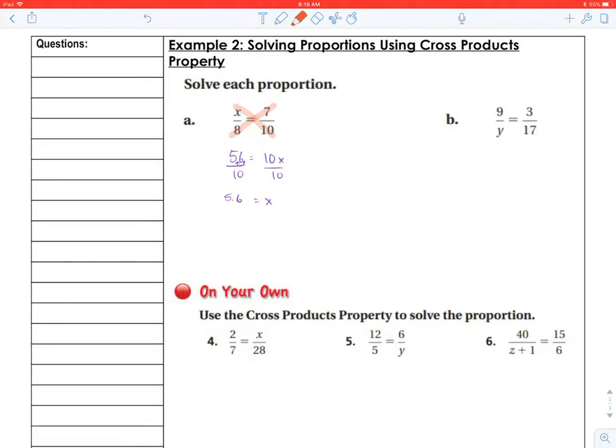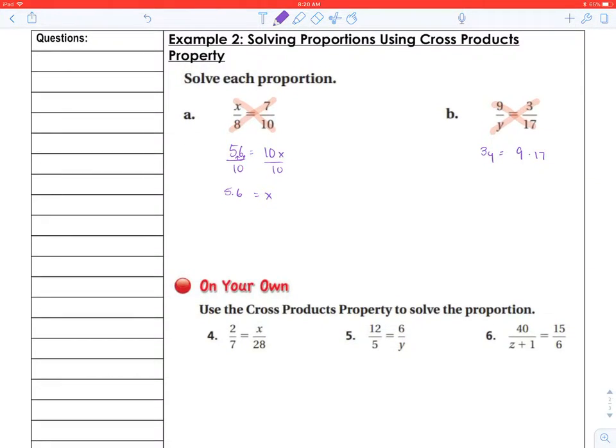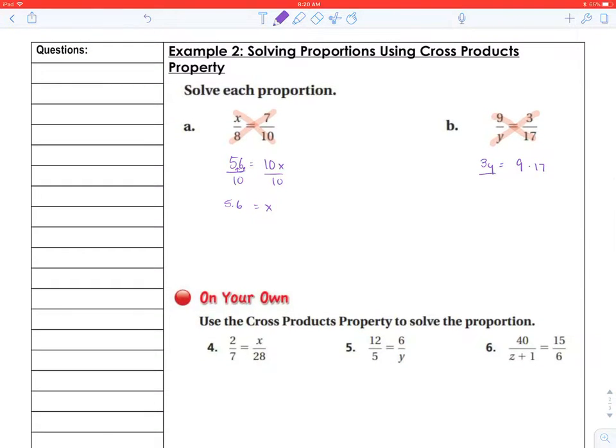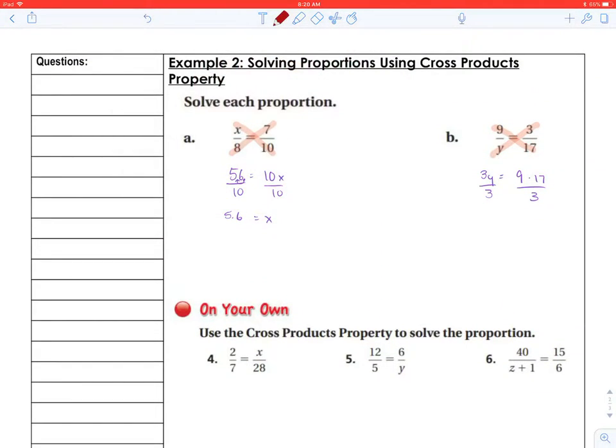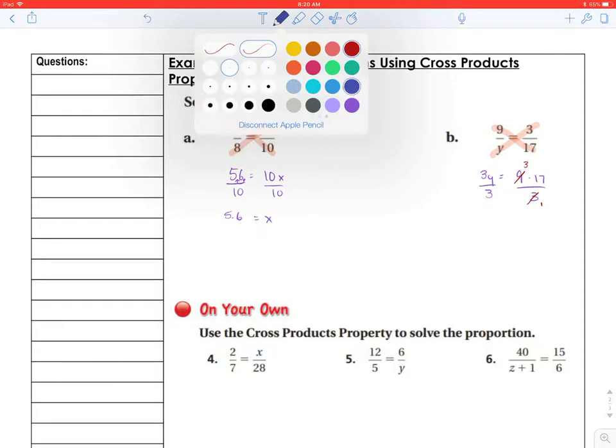Here on part B, we've got 3 times y, which is 3y. And then we have 9 times 17, which you may not be able to do off the top of your head, but you are able to know that the next step would be to divide both sides by 3. And then you can treat it kind of as a fraction by simplifying down this 9 and this 3. You can turn that 9 into a 3 and that 3 on the bottom into a 1. And then you are left with 3 times 17, which might be a little easier to solve out.